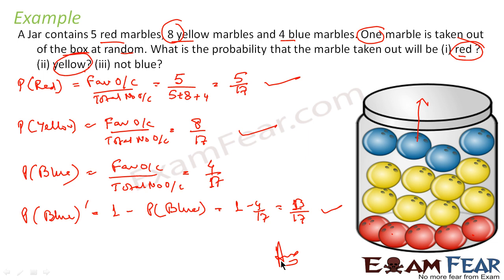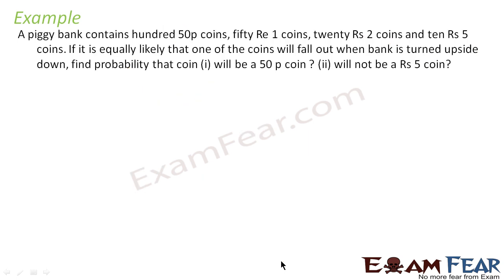Very simple. Just understand the problem, put the values, get the answer. The thing is the concept should be clear. In all the probability cases, same formula: favorable outcome by total number of outcome. We'll take one more example.